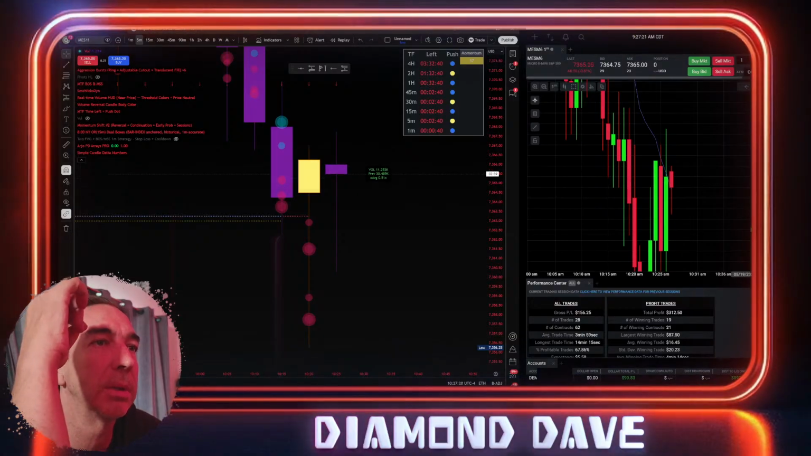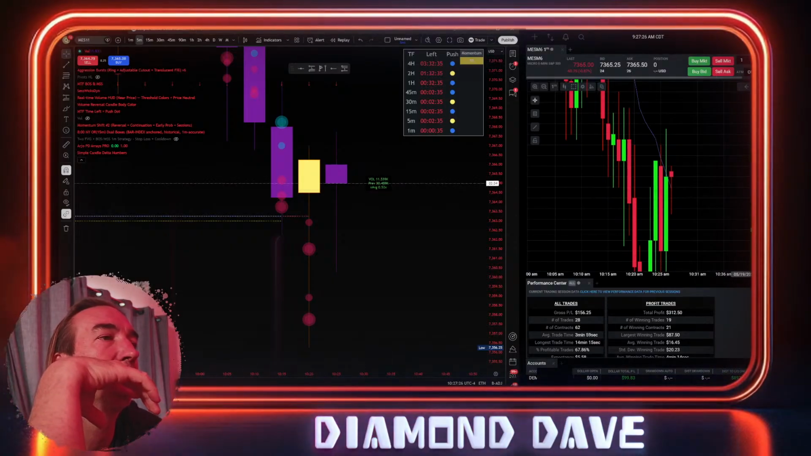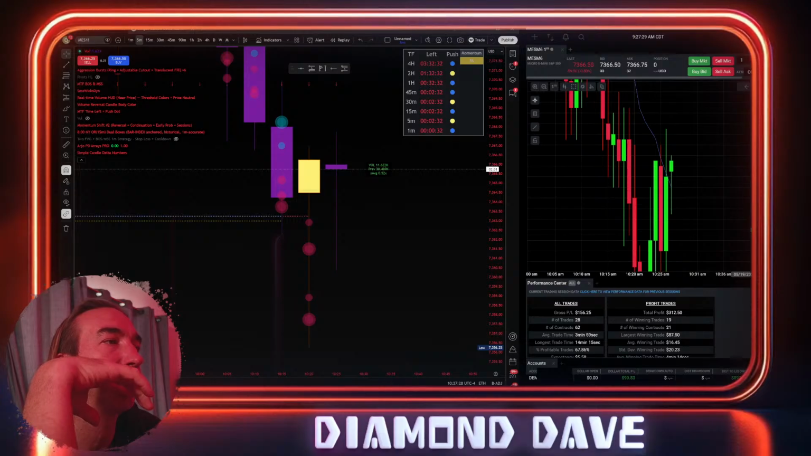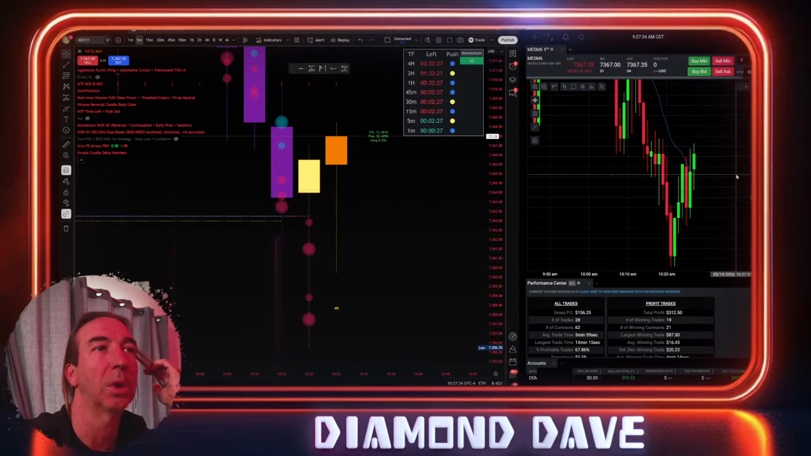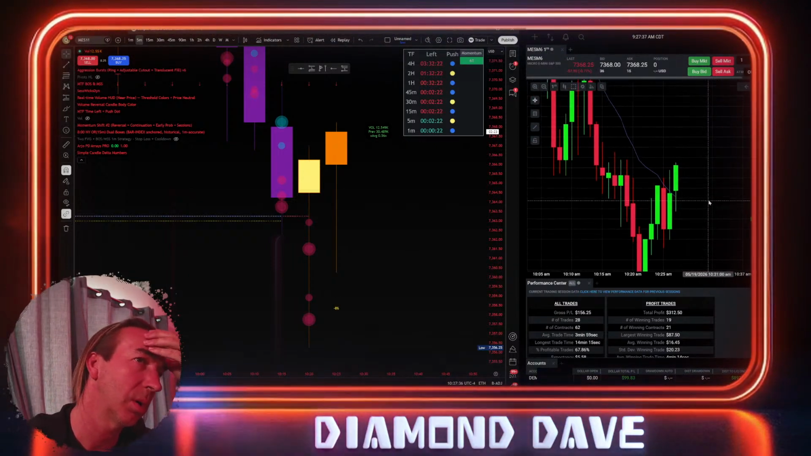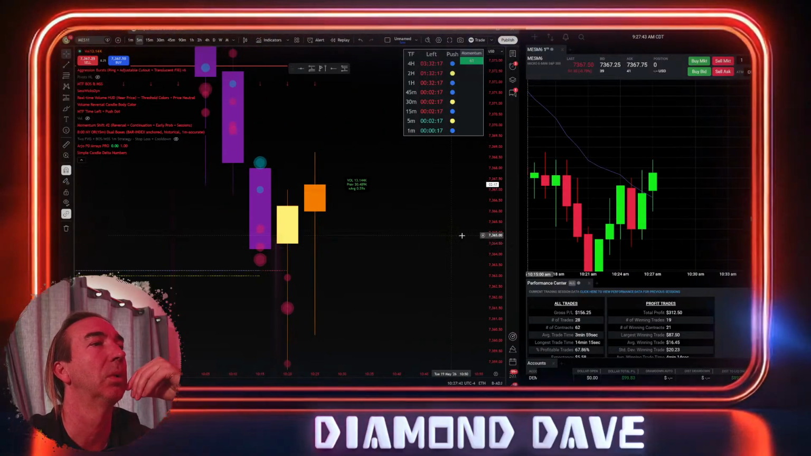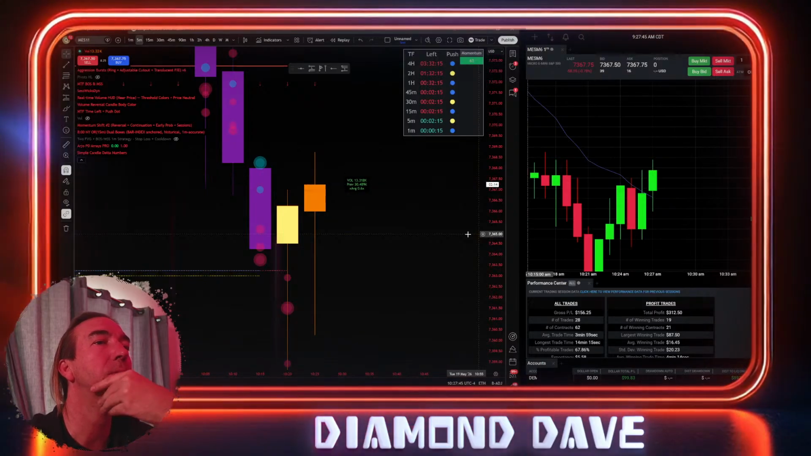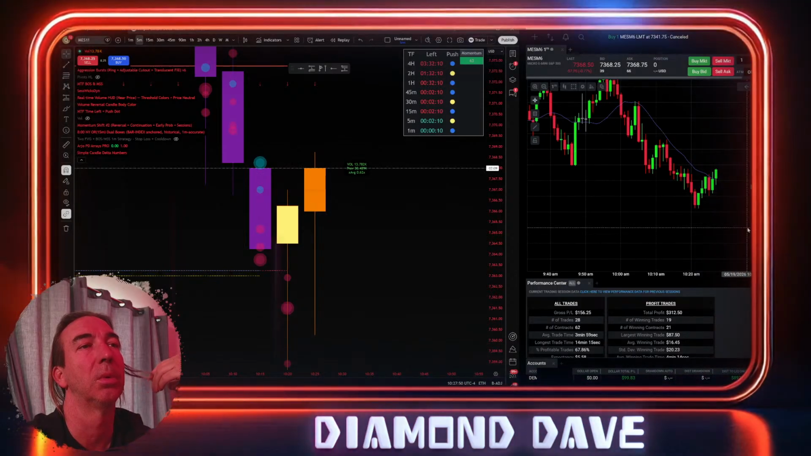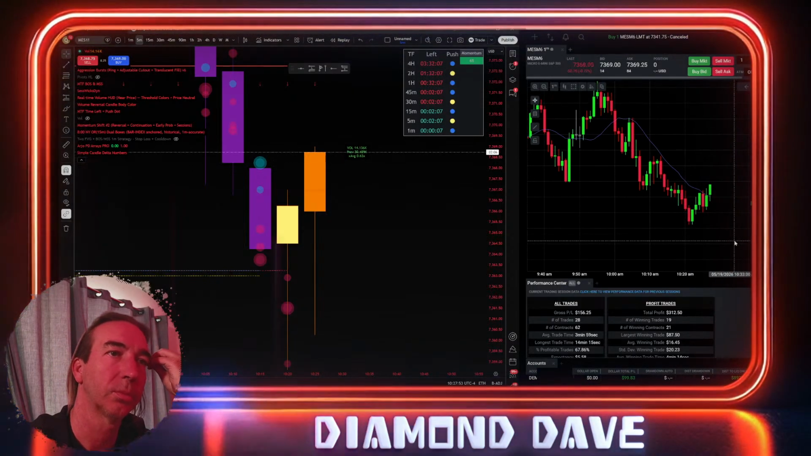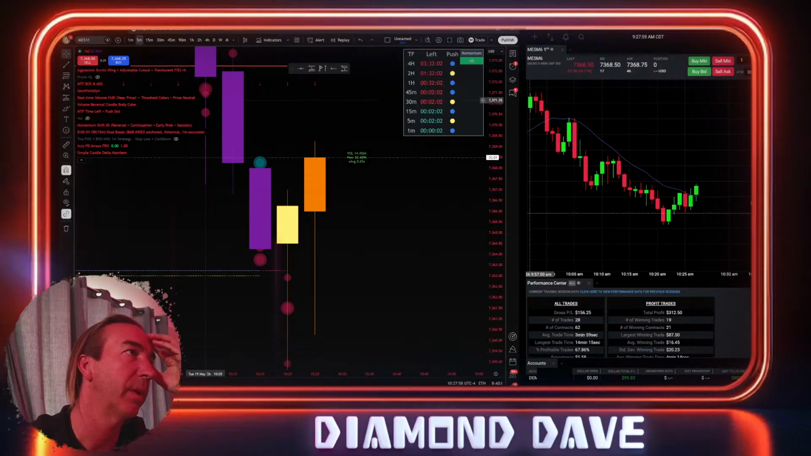Up $100 on the day still. I'm not familiar with this move, but this is okay. We'll either take it on the pullback or on the fair value gap. Two minutes left on this fair value gap. Okay, we're going to probably create a fair value gap on the 5 minute.